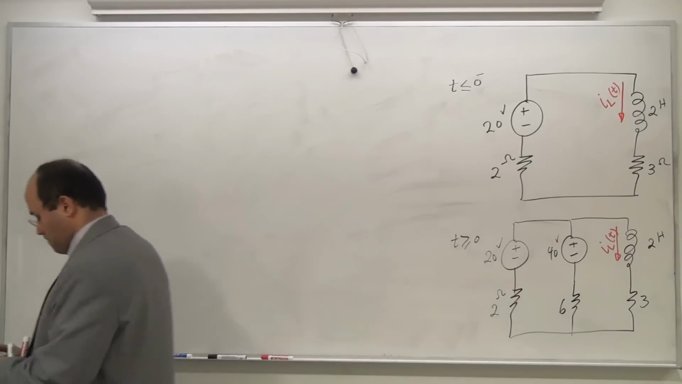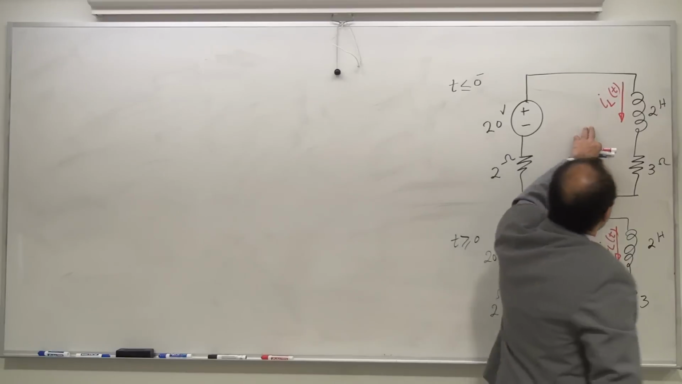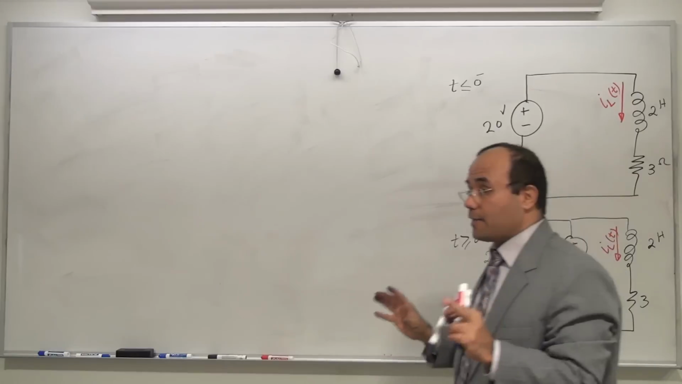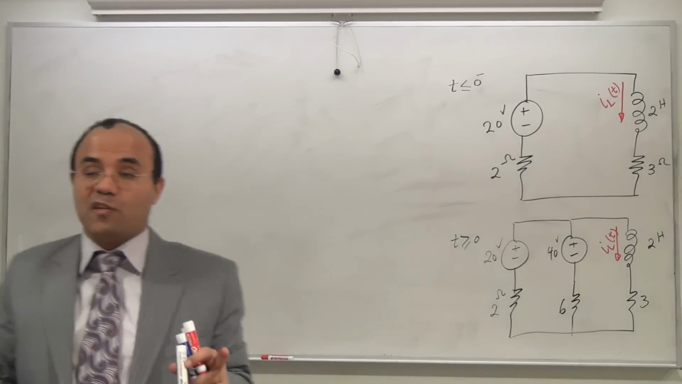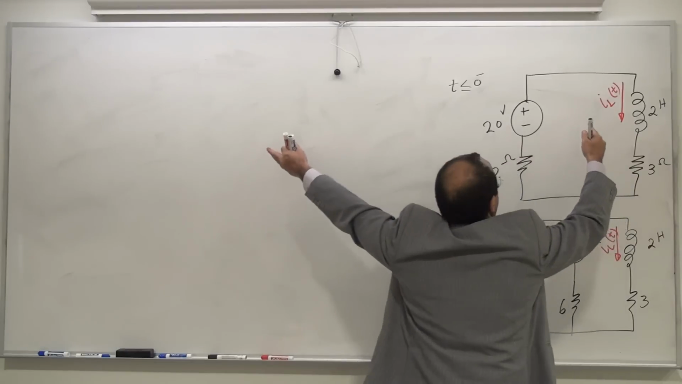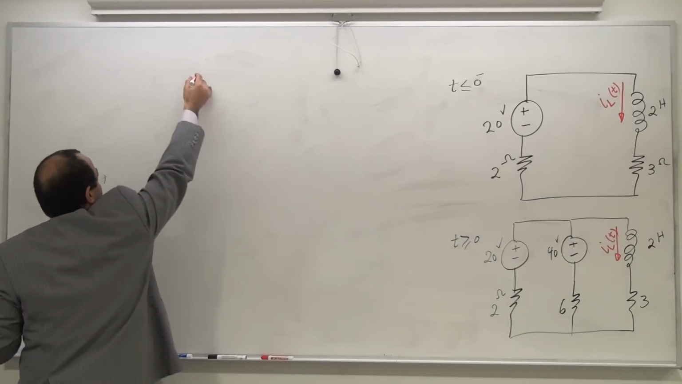Okay. Let's analyze this. For before the switching event, I want to find IL of 0 minus. Why? It's a reliable variable. I can transfer it to the next stage and utilize it. Now, at 0 minus, the switch has been in one position for a long time. So 0 minus is like minus infinity, and therefore the inductor is going to act like a short line.